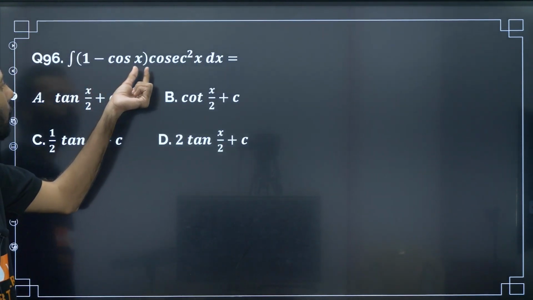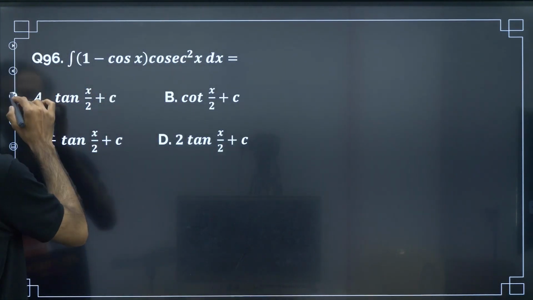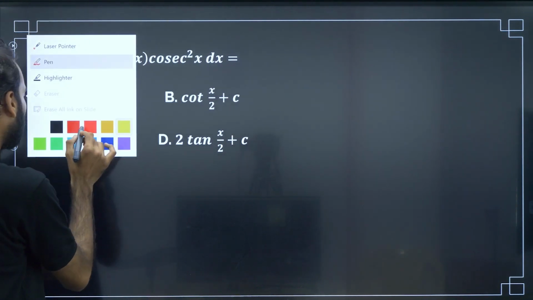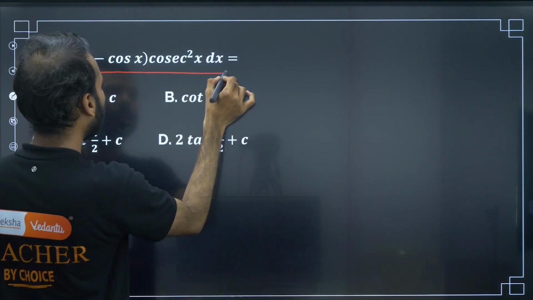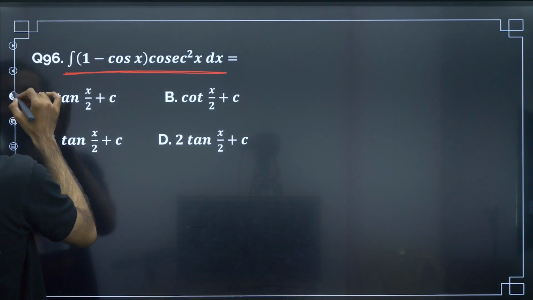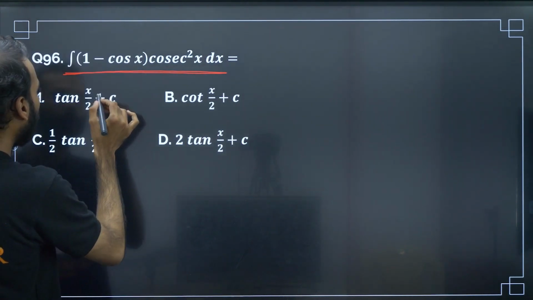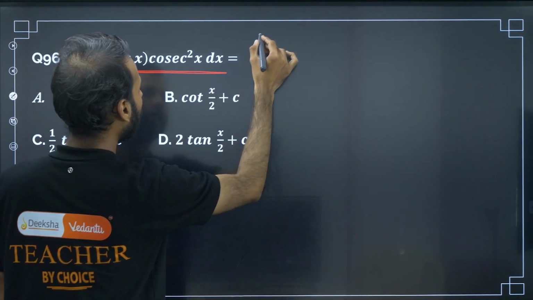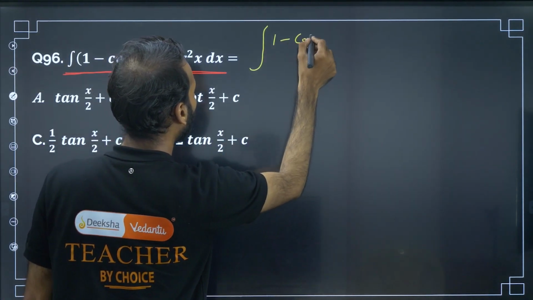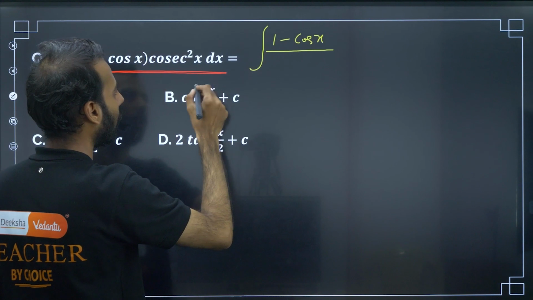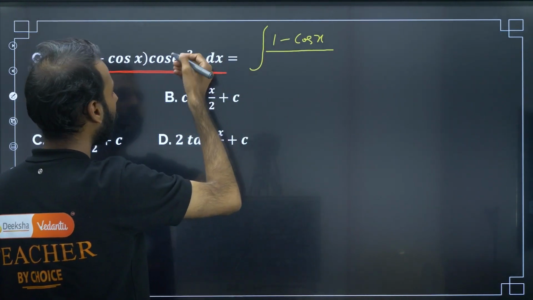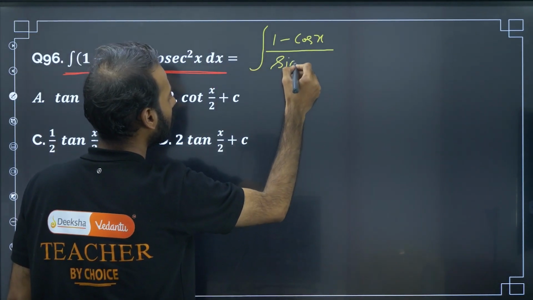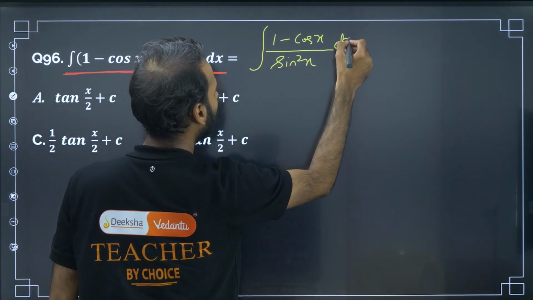Integration of (1 minus cos x) times cosecant square x dx. Easy question, very easy question. You should not leave such a question. Integration of this is equal to, one simple step I will do. I'll write integration of (1 minus cos x) by cosecant square x. This cosecant square, if I write it in the denominator, becomes sin square x dx.